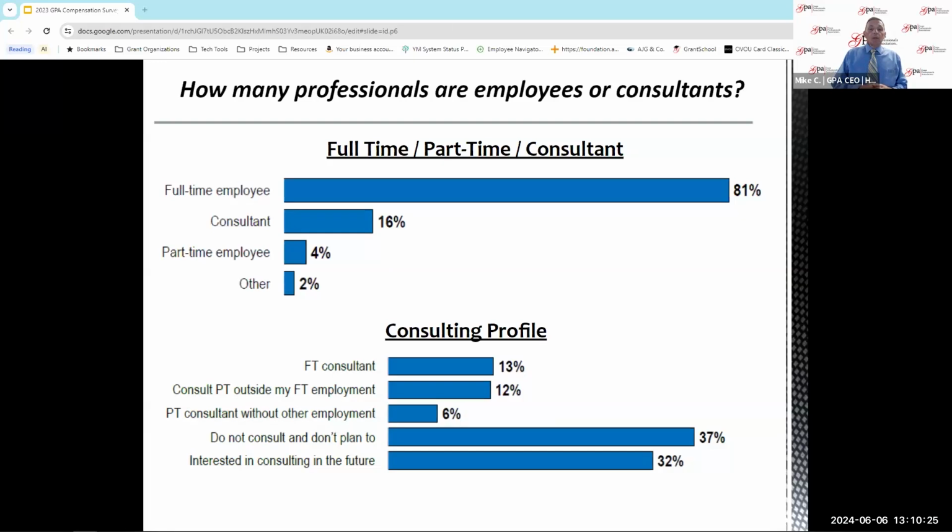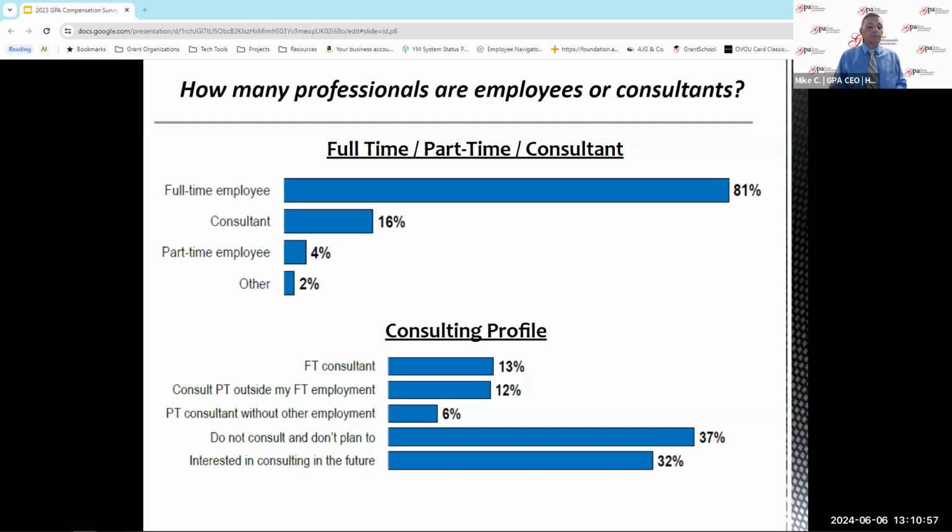In terms of employment status and who are the people that responded to the survey, 81% of the survey participants are full-time employees, while 16% are consultants and 4% are part-time employees and 2% have another status. This represents a shift of 3 percentage points away from consultants toward full-time employees. And I know anecdotally a number of folks that have shifted back from consulting work back into full-time employment for any number of reasons.